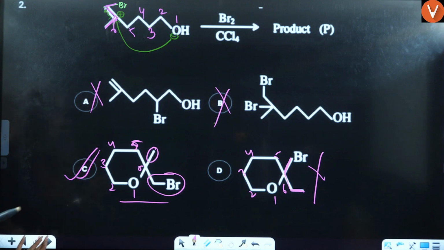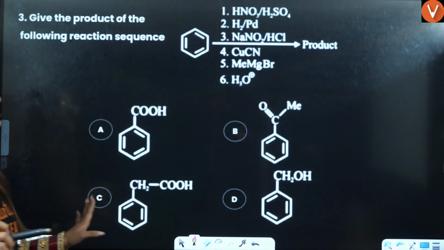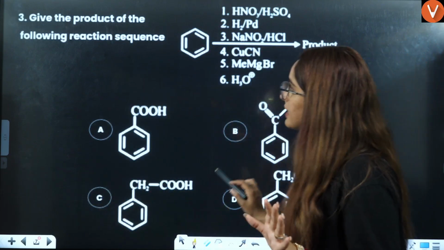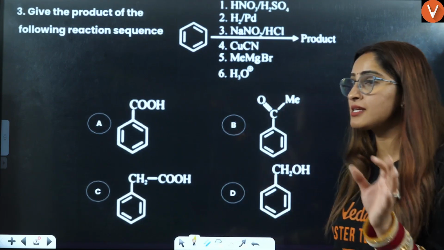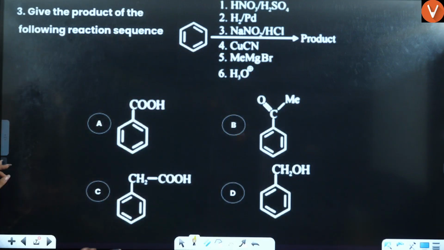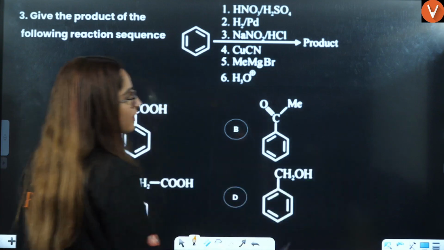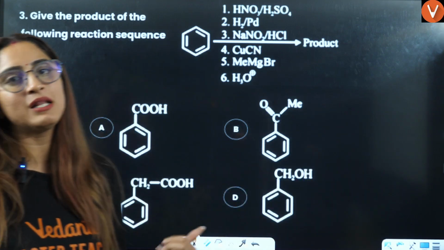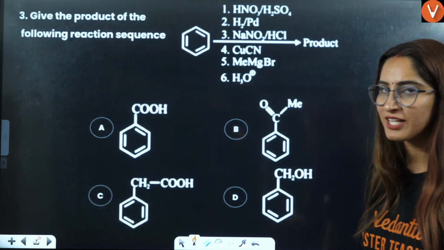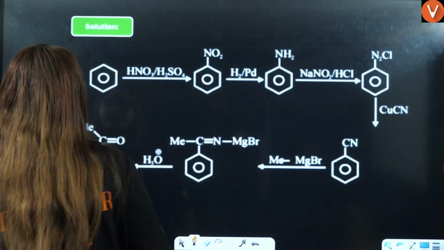Clear? Okay. Next question. Now, why is this question very interesting and very important? First, these kinds of questions have already been asked in attempt 1. Second, why does this become so important? Because in one question, they are asking you multiple reactions. That is why they are checking so much knowledge, and that is why this automatically becomes important to you. So one by one, let us see.